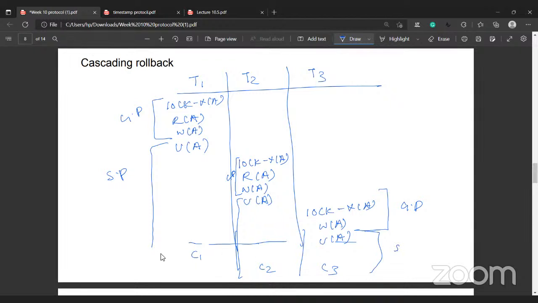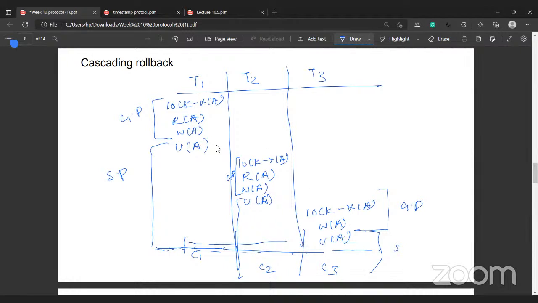Suppose in this position this schedule fails, this transaction fails. So can we recover T1? Suppose at this point. Yes, we can recover T1. Can we recover T2? Yes, because the commit operation has not happened, so we can recover T2. And T3, yes, we can also recover T3.